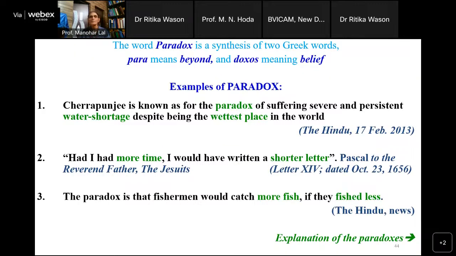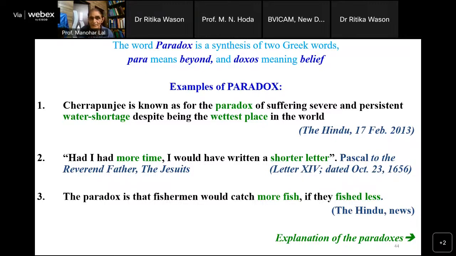Friends, these are newspaper reports. Chirapunji is known for the paradox of suffering severe and persistent water shortages, despite being the wettest place in the world. This is news from The Hindu of 2013. Had I had more time, I would have written a shorter letter. If you get more time, you write a larger letter. This is our intuition. But here, it is a contradiction.